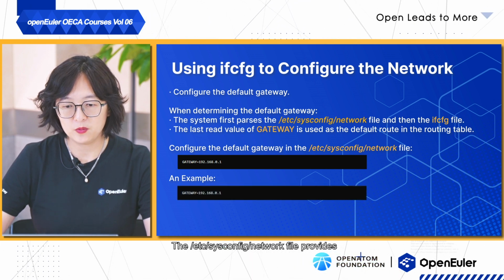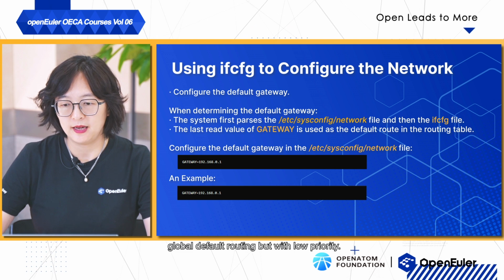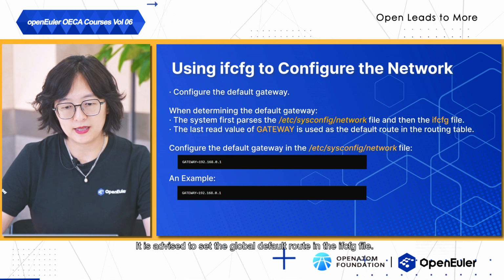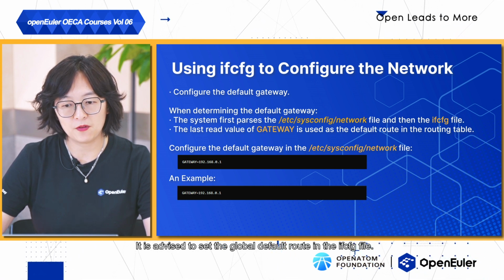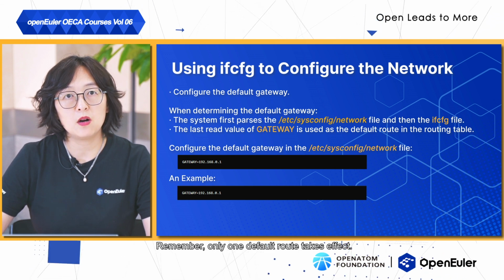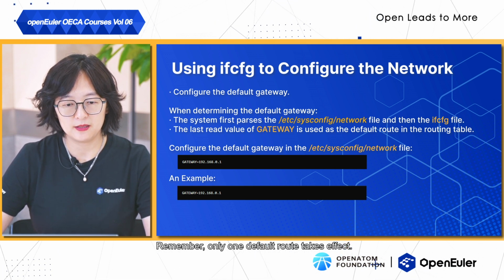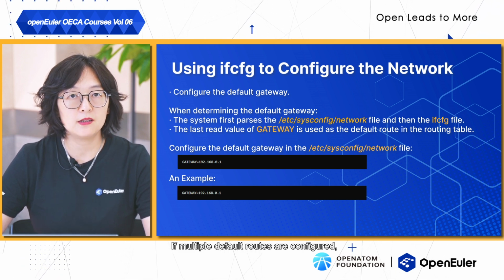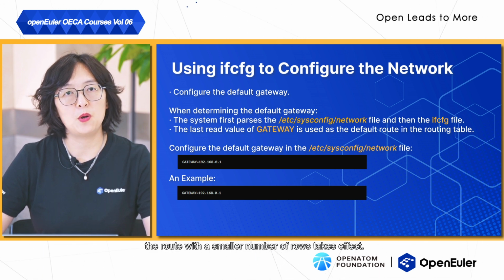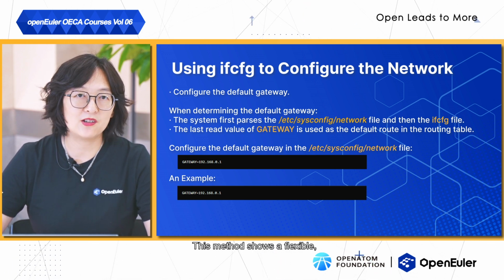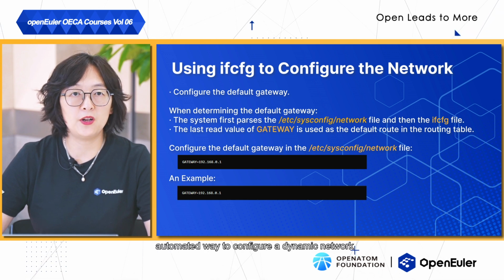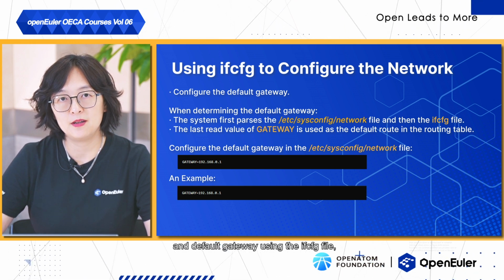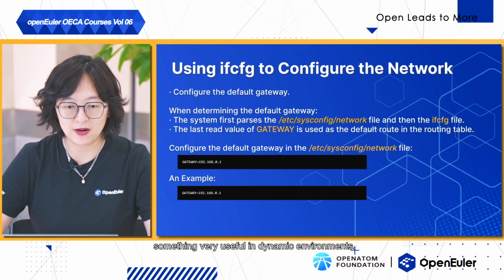The network file provides global default routing, but with a low priority. It is advised to set the global default route in the ifcfg file. Remember, only one default route takes effect. If multiple default routes are configured, the route with the smaller number of rows takes effect. This method shows a flexible, automated way to configure a dynamic network and a default gateway using the ifcfg file, something very useful in dynamic environments.